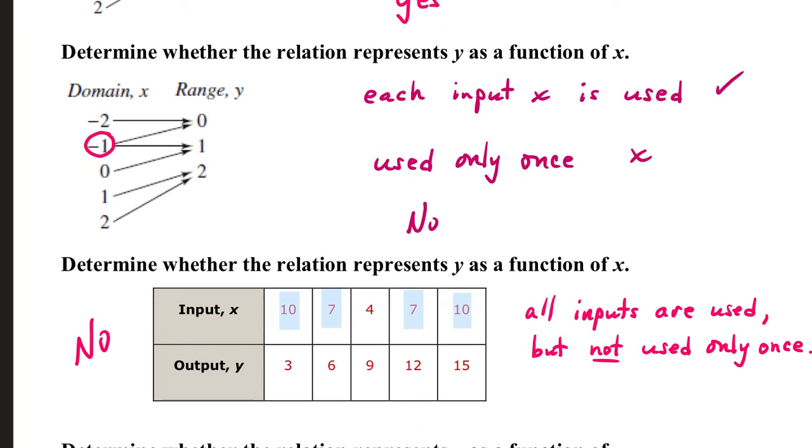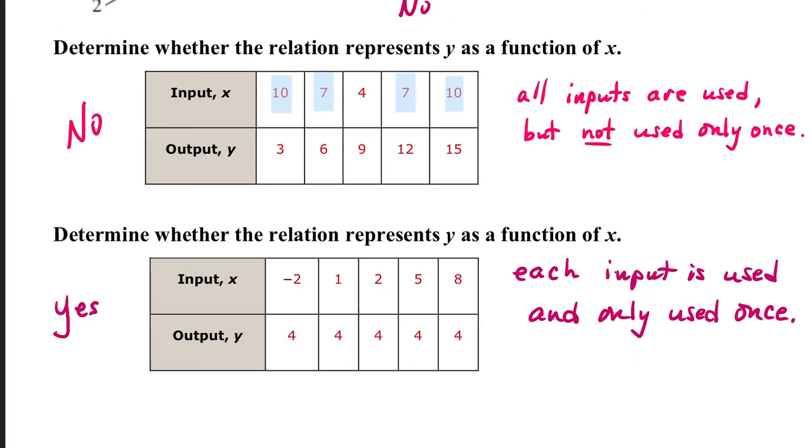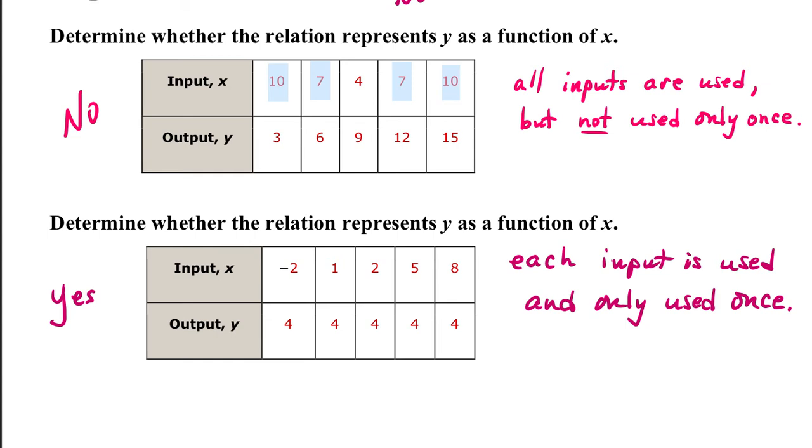Relations can also come in table formats, like these two examples. We check our input x, that's the top row. We can tell that 10 is paired with a 3, but also with a 15. Each input is used, but the 10 and the 7 are used more than once. And so this relation does not represent y as a function of x.